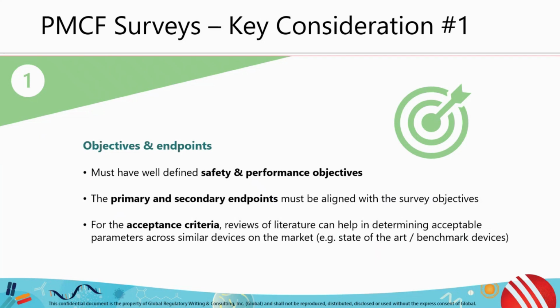Usually your primary endpoint is going to be around performance. It's going to be looking at technical success. So what is your anticipated or acceptable technical success rate you need to be collecting from your survey? And the secondary endpoint is usually around safety. So adverse events, complications, are there any rates that you need to make sure you hit?